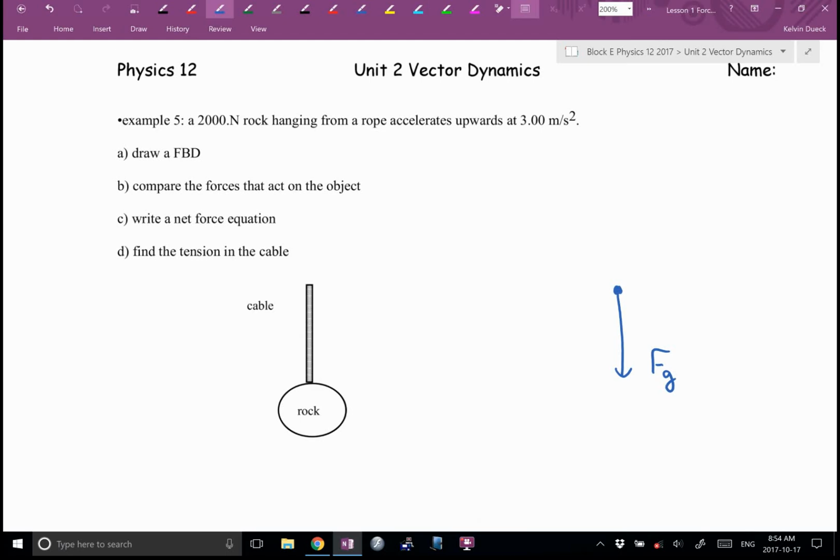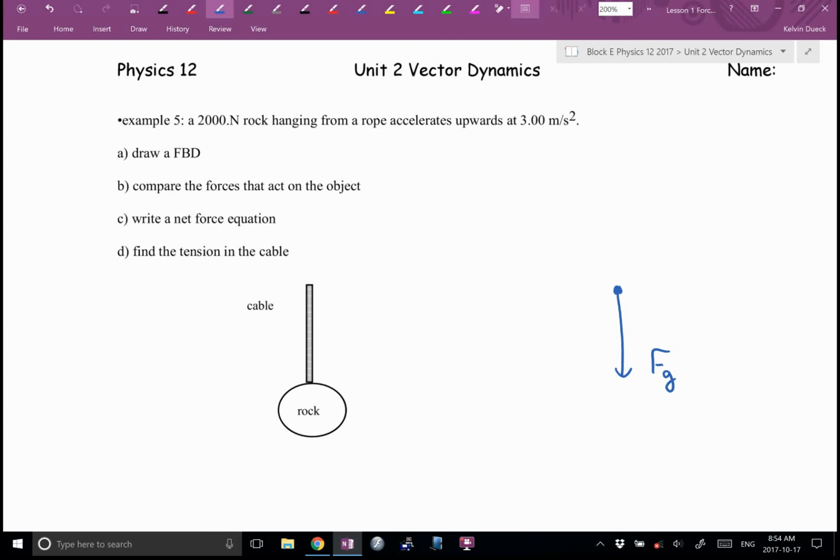Are there any other forces acting on this rock? I know there have to be, because if there were no other forces, it would be in free fall. And if it was in free fall, what would the acceleration be? Not 3. So I know there must be other forces. There is another force up. Which way is this rock accelerating according to the question?